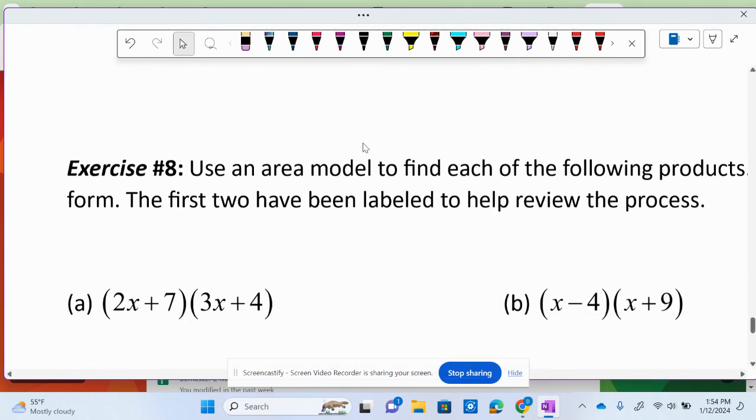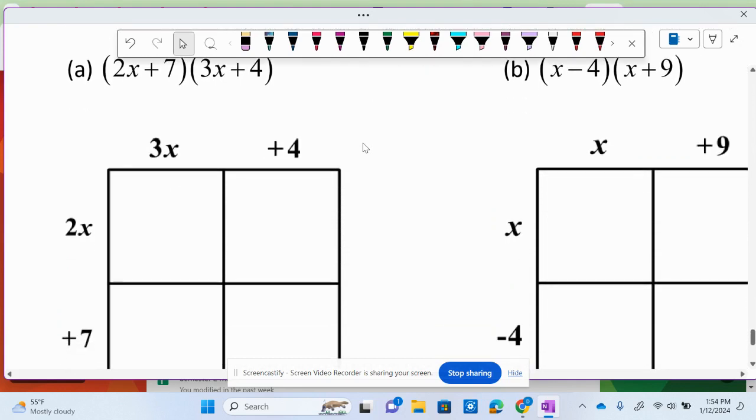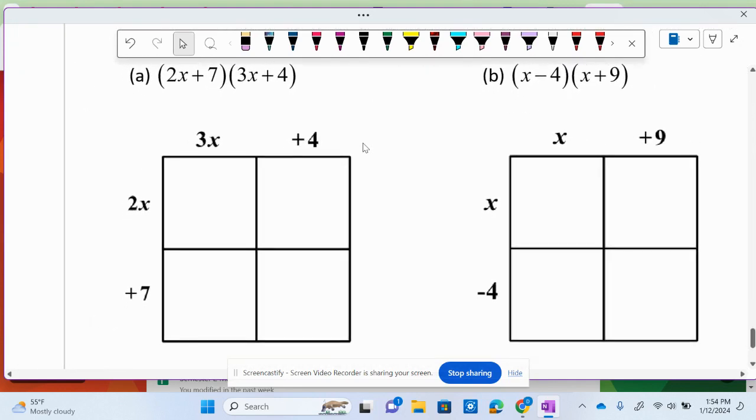So when you had to take a binomial times a binomial, we called it the box method. Do you guys remember doing this? It's called the area model, right? The first parenthesis is on the outside, along the vertical, and then the second parenthesis along the horizontal. And each box you're going to multiply.